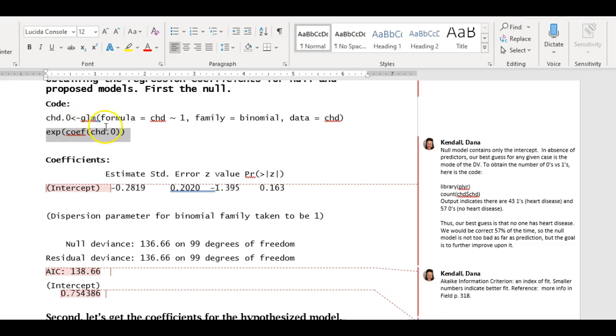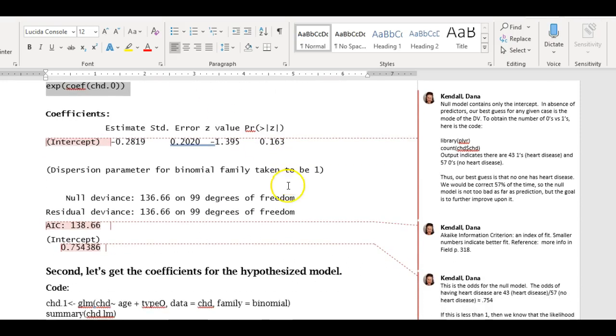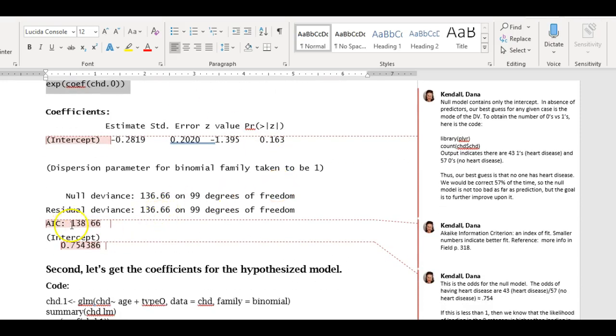This line of code is a GLM function, or command, I should say. The formula is just the DV itself, and then we have the binomial family. We're just telling R that this is going to be a binary outcome, and it's going to be different than the other ones that we've done. Now the AIC is an index of fit.